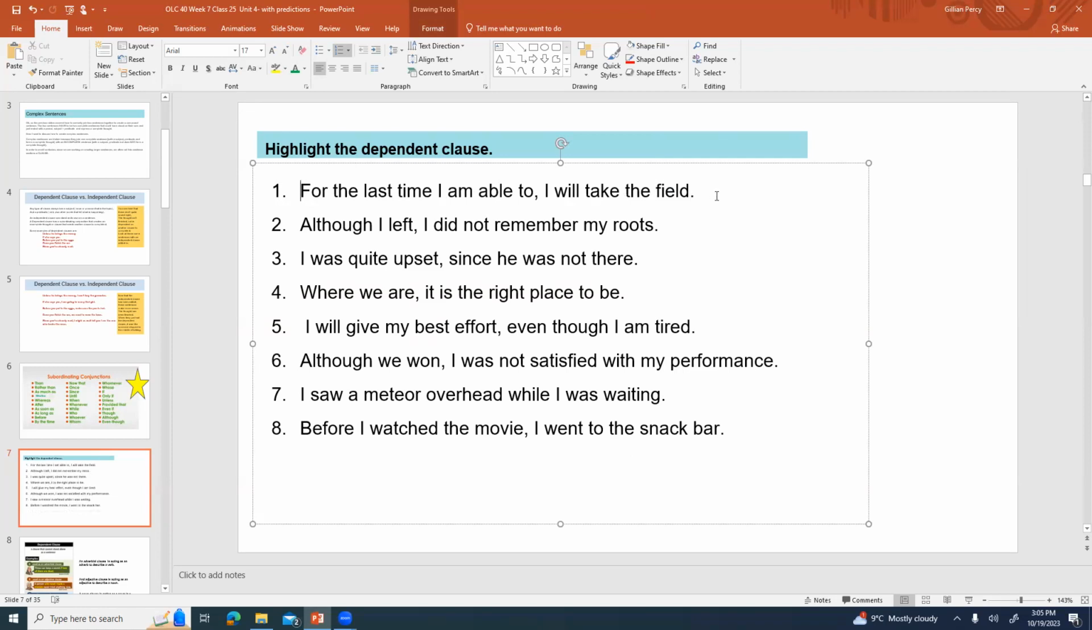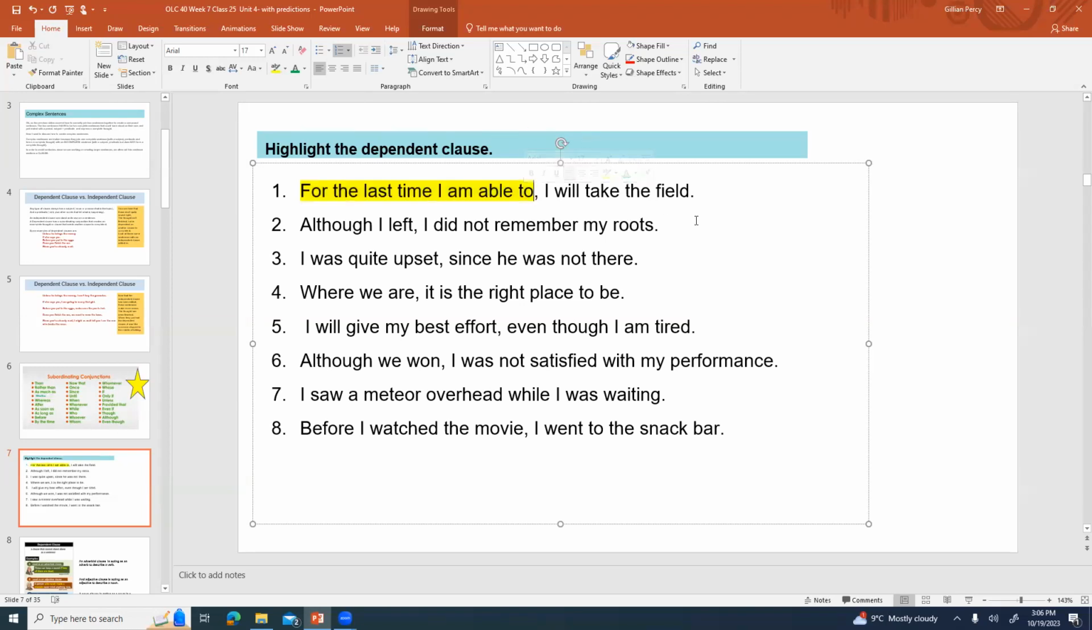So first of all, where's the subordinating conjunction? It's the word "for." If that's the conjunction, then this whole section it's attached to is the dependent clause.